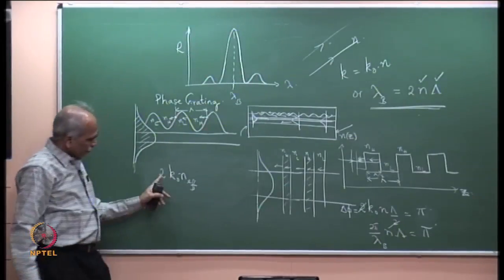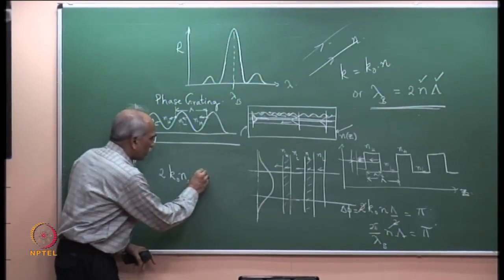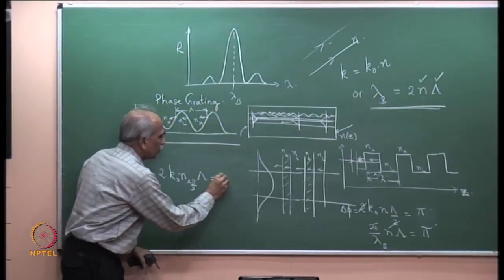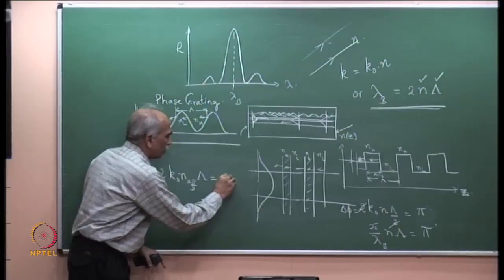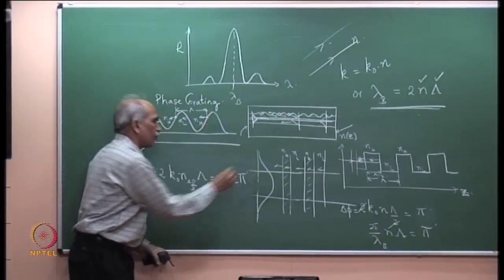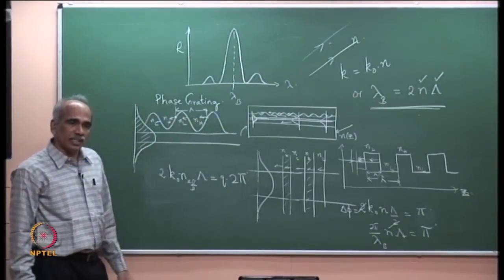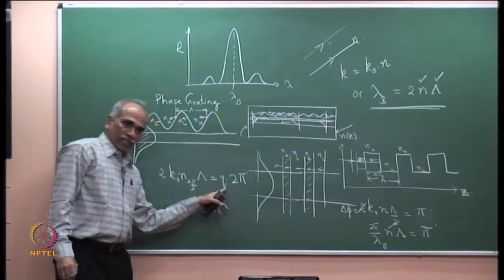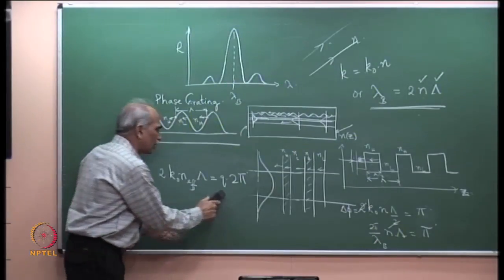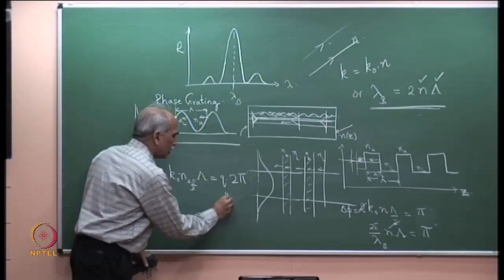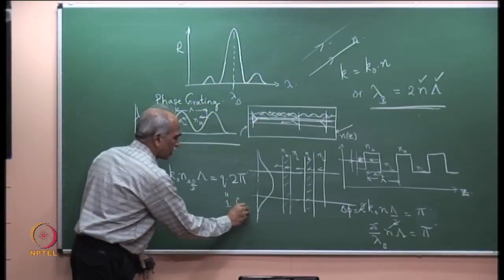All right. So, this into lambda will be equal to q times 2 pi. This is the resonance condition, where q is the order. If you are taking a first order grating, then q is equal to 1.